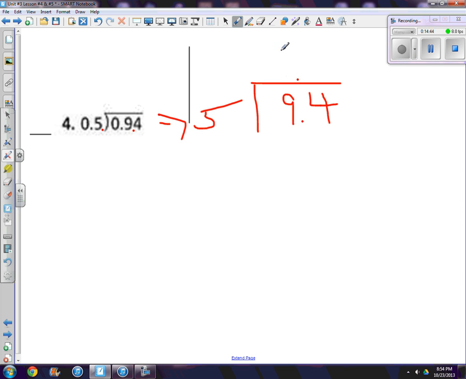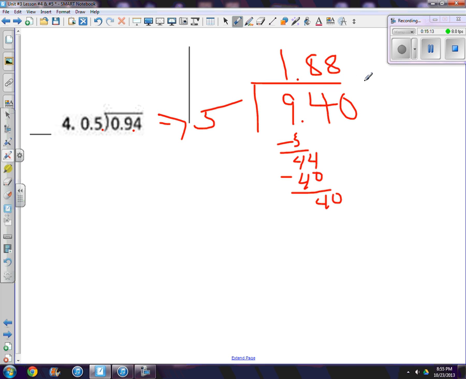5 goes into 9 once. 9 minus 5 is 4. Bring down the 4. 5 goes into 44 8 times. 8 times 5 is 40. Subtract it. Bring down the 4. Annex a 0. 5 goes into 48 8 times.